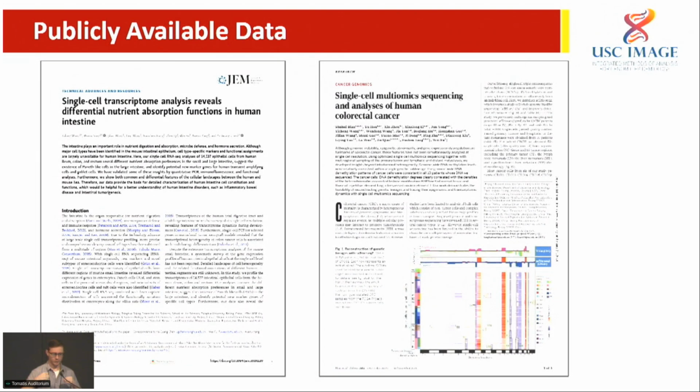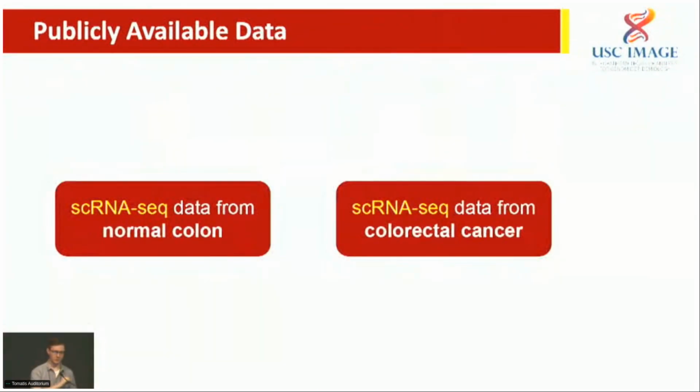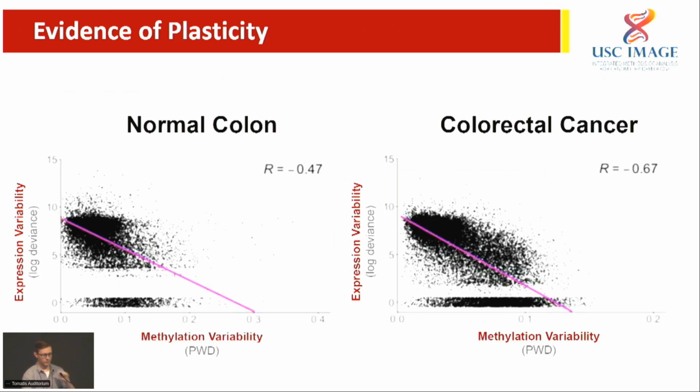Where I joined this project was identifying a couple papers that had done single-cell RNA-seq in similar systems. And so we brought in single-cell RNA-seq data from normal colon and colorectal cancer in completely different patients, I should note. And I was tasked with measuring the variability of the gene expression at the single-cell level so that we could compare it to the methylation variability that I just described.